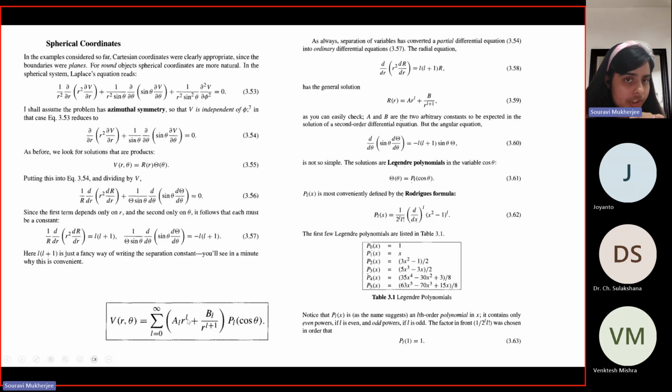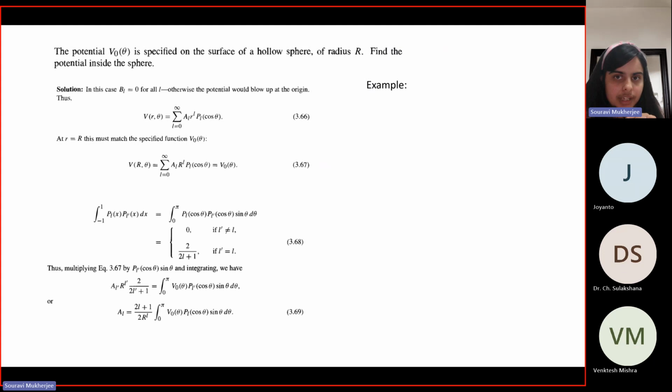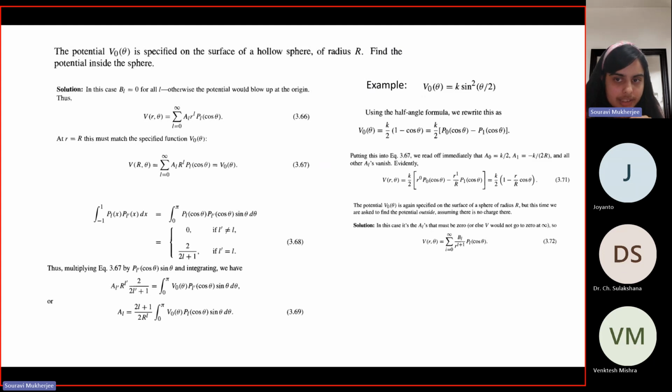So when we talk about potentials outside, where your R can go to infinity, in those cases this term will not be there. So there AL will go to 0, right? And in situations where you are asked to find the potential inside a region where your R value can go to 0, there all BL terms will go to 0. So when you are asked to find the potential outside, this will be the potential.